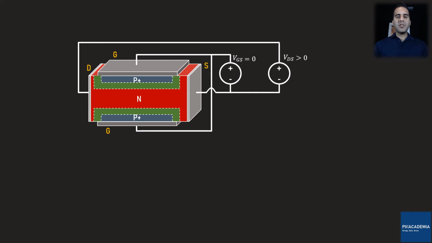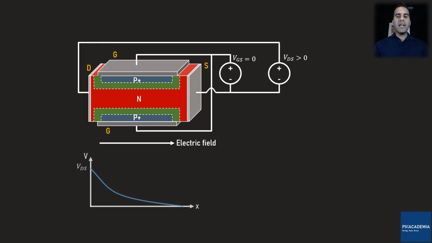Let's now increase VDS while keeping VGS 0. What happens now is that the P+ semiconductors have 0 potential, and the left side of the N semiconductor is connected to a positive voltage, while its right side is connected to the ground. As a result, there is an electric field directed from the left to right in the N semiconductor. The voltage amplitude across the device length is plotted here. On the very left, the voltage equals VDS, and on the very right, the voltage is 0. As a result of this electric field, there is a current flow of electrons from the right to left.